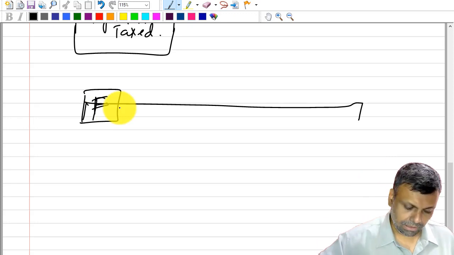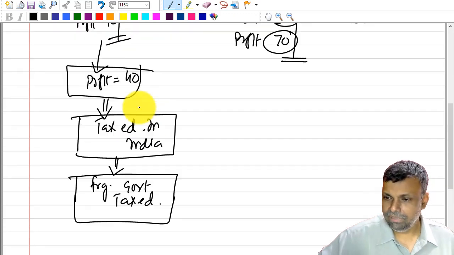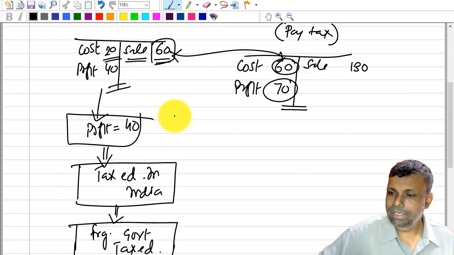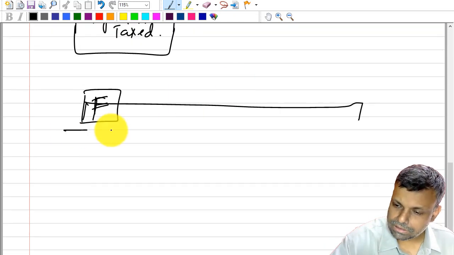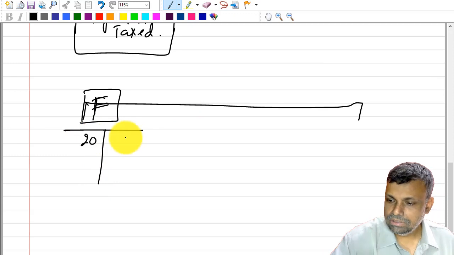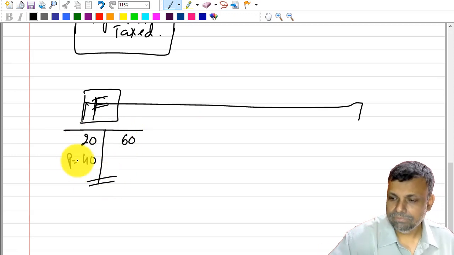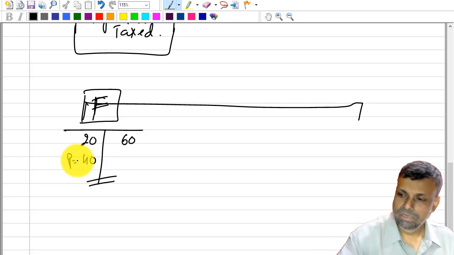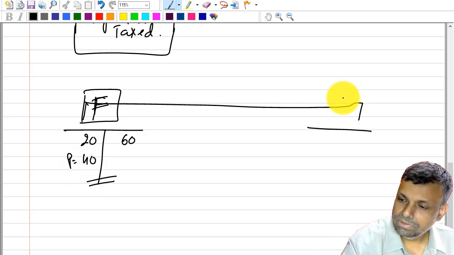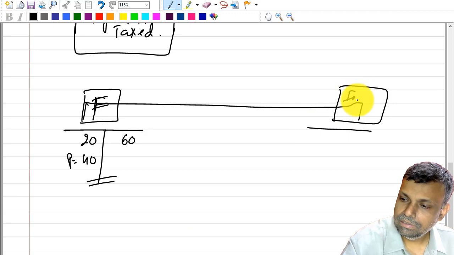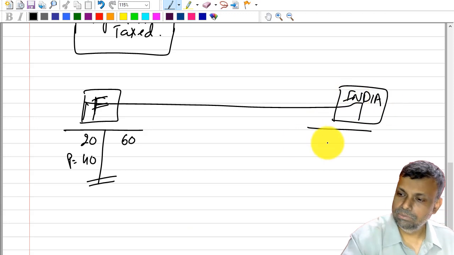Okay. Now this foreign company, listen very carefully. I will take up the same data. 20 and 60. So your cost in the P&L is 20, sale price is 60, profit is 40. This is our profit. Okay. Now you are selling it ultimately in India to the Indian customers.